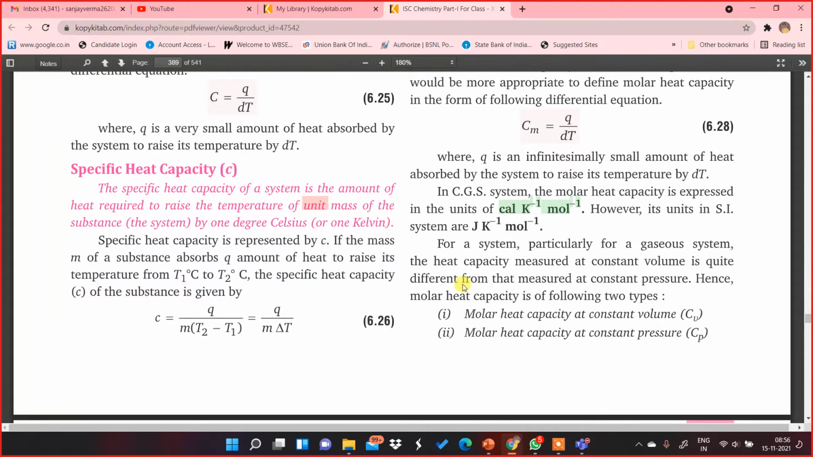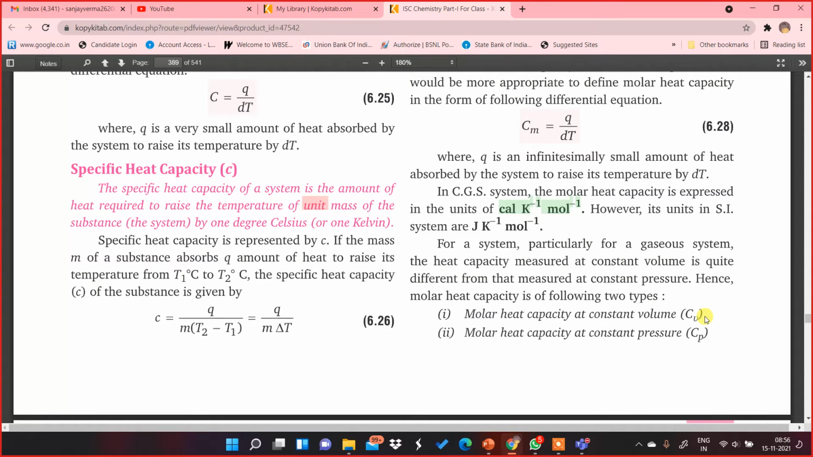Now, particularly for a gaseous system, whenever a system involves gases, the heat capacity measured at constant volume is quite different from that measured at constant pressure. Hence, there are two types of molar heat capacity. The molar heat capacity at constant volume is written as CV, and at constant pressure the molar heat capacity is written as Cp.